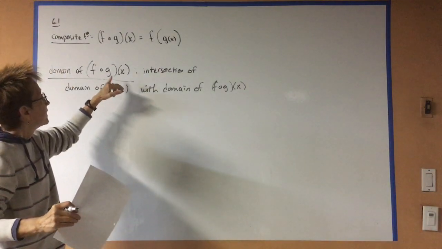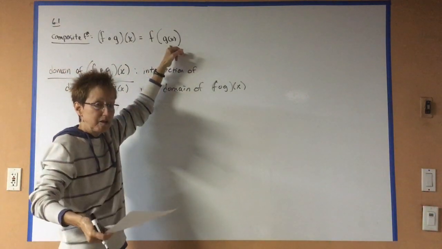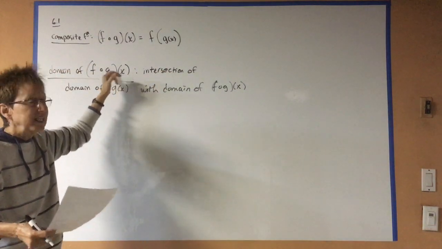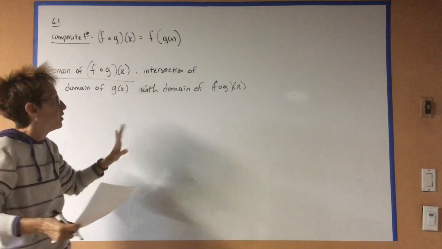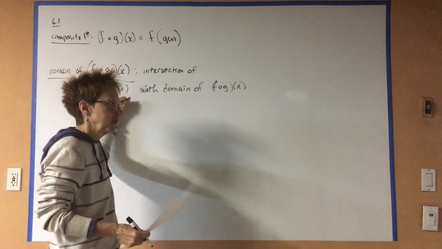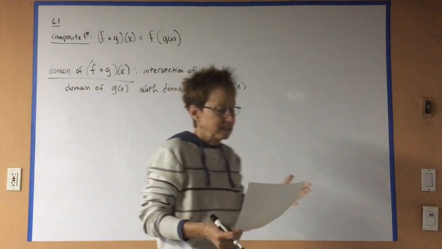We're talking about the domain of the function being put in to the composite function with the domain of the final simplification of the composite function. So intersection, or what they have in common, of the domain of the function being put in and the domain of the final answer. So let's take a look at these and see what we can do with them.